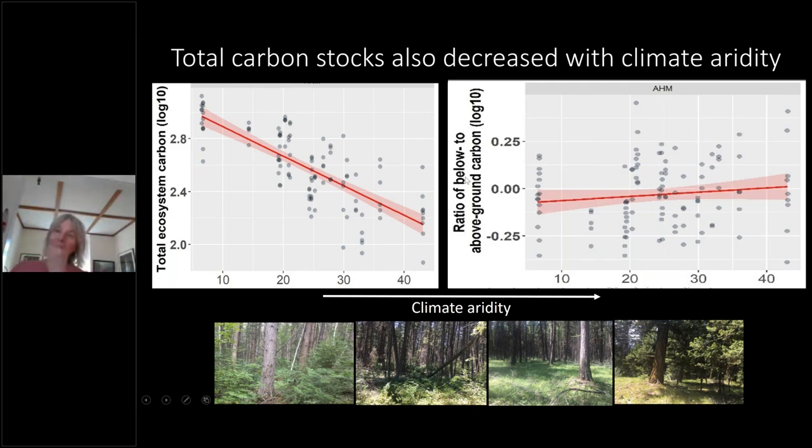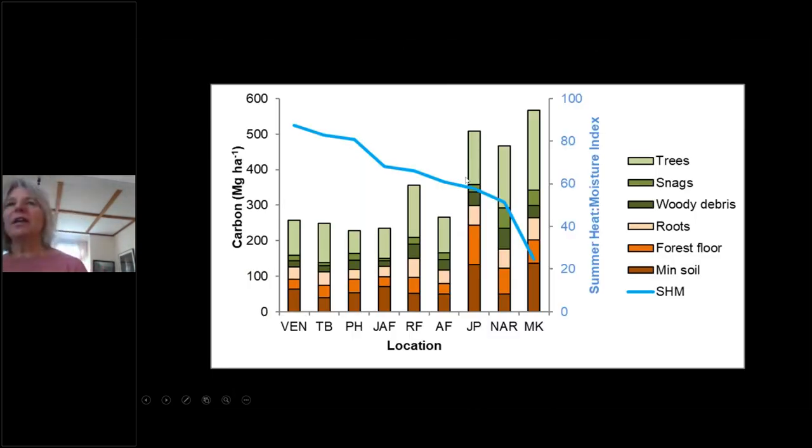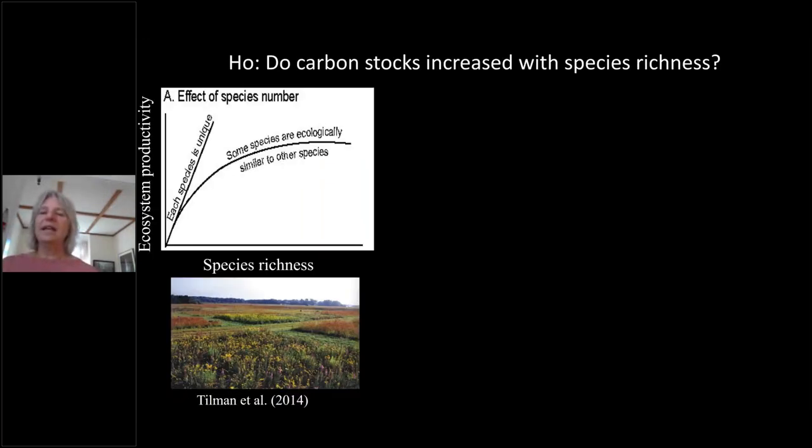And so the second thing I wanted to ask, which many people have looked at around the world as well, is how is carbon related to biodiversity? And many of you will remember the work of David Tilman over the many years, when he had some very famous experiments, not with trees, but with herbaceous plants, finding that as species richness or diversity increased, ecosystem productivity also increased. But there is, of course, a flattening off of the curve as some species become more similar or have overlapping niche space. And so functionality levels off. I wanted to know, is that true in our forests too? Could I test that idea in our forests?